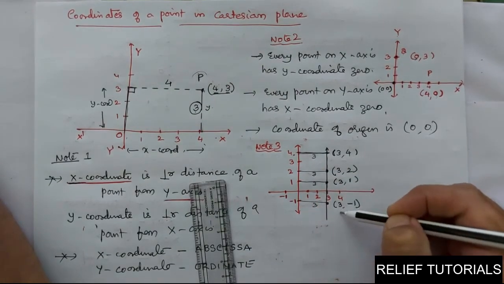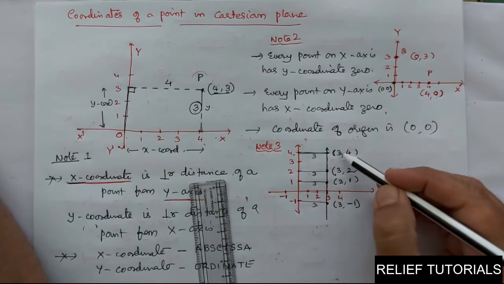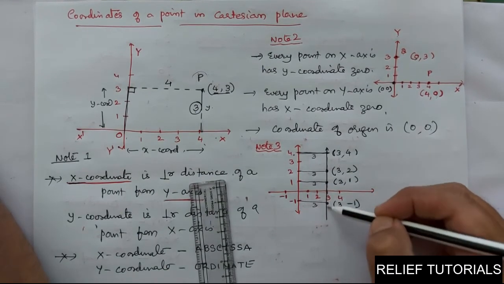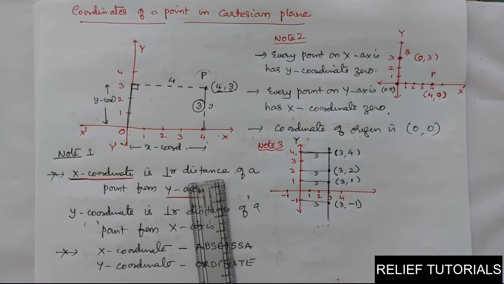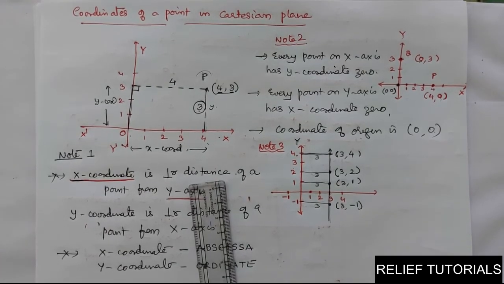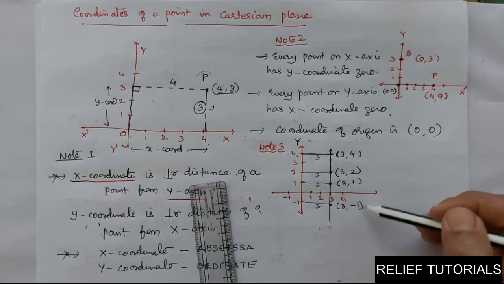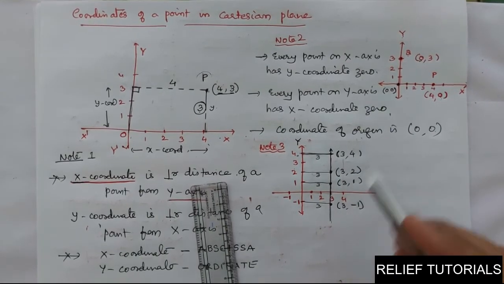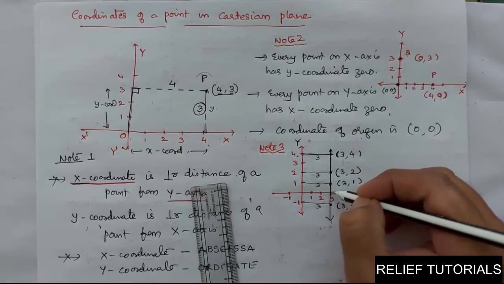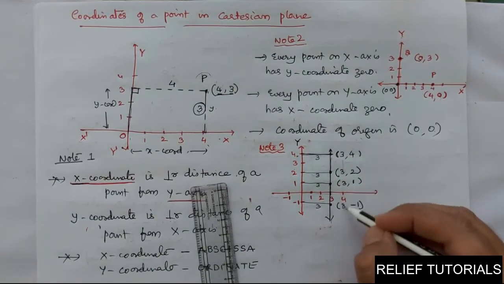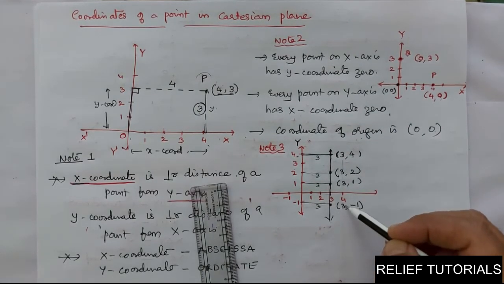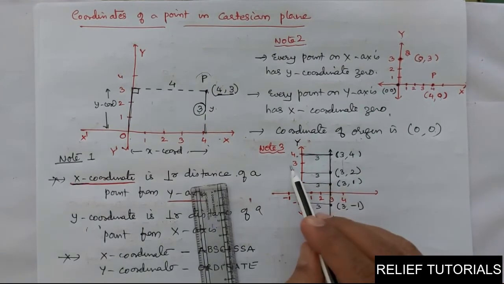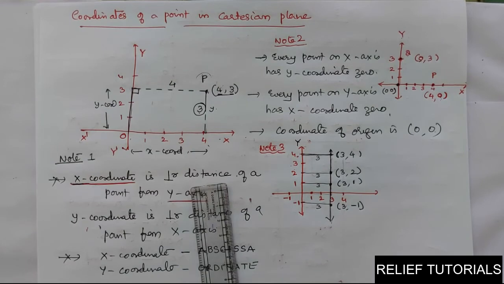So the x coordinate is the same. If there are 2 or more points having the same x coordinate, you will get a line that is parallel to the y axis. Have you got it, friends? Look here keenly and note down the coordinates of all these points. The x coordinate is the same, so this line is passing through x equal to 3. So the x coordinate will remain the same. If a line has the same x coordinate, this line is parallel to the y axis. Have you got it, friends?